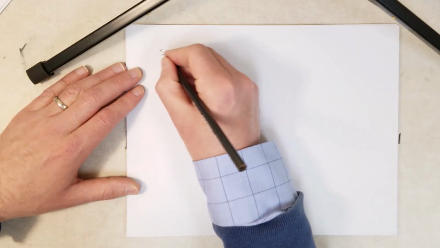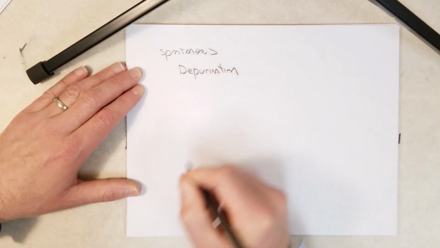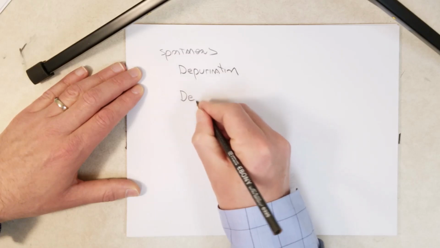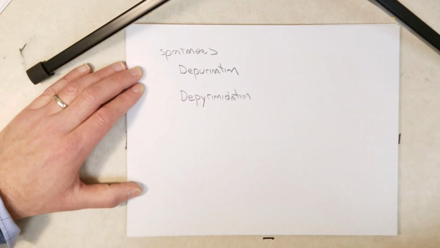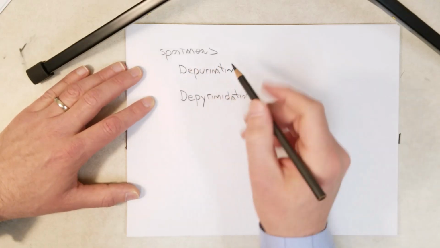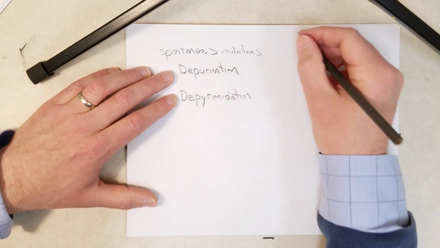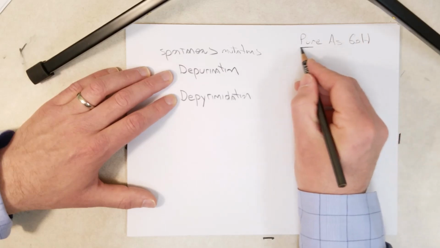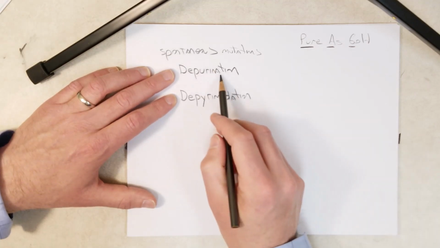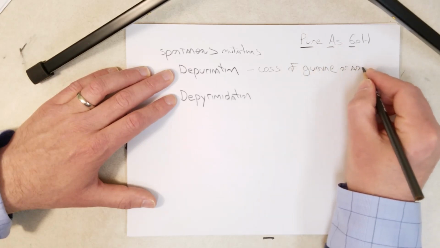Okay, so that's 8-oxoguanine. Now, the next spontaneous mutation I want to talk about, which is very common, is called depurination. Depurination goes hand in hand with depyrimidation. So, spontaneous mutations, two other types: depurination and depyrimidation. To understand these, we need to remember what the purines are. We have our mnemonic device, pure as gold. Purines are adenine and guanine. So depurination means loss of a guanine or adenine base.